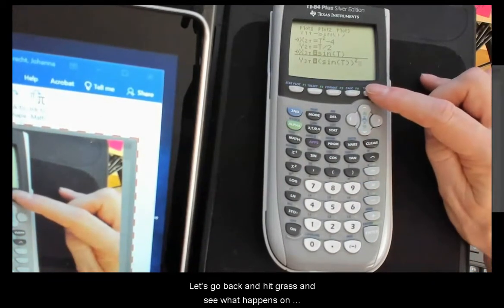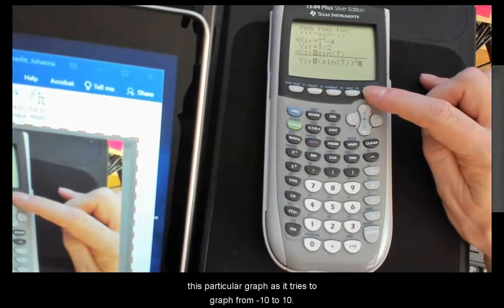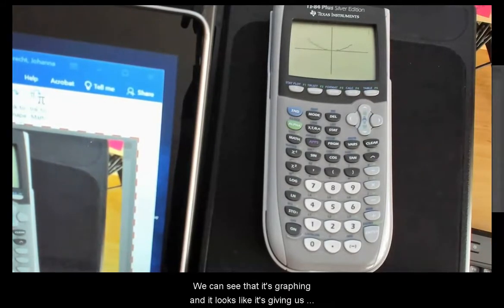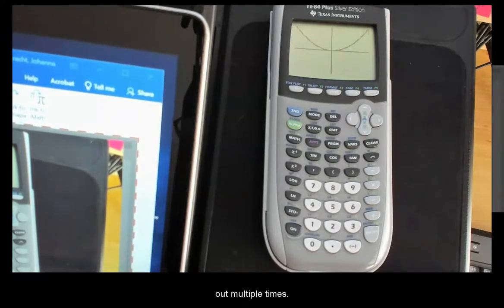Let's go back and hit graph and see what happens on this particular graph as it tries to graph from -10 to 10. We can see that it's graphing and it looks like it's giving us part of a parabola. And then it looks like it's coming back and it's going to scroll backwards and it hangs up at the top, and then it moves forward and back again. In other words, it's graphing this out multiple times.